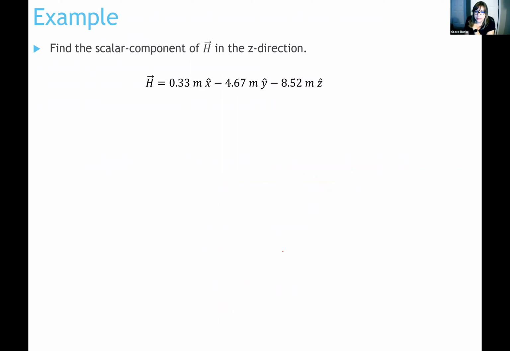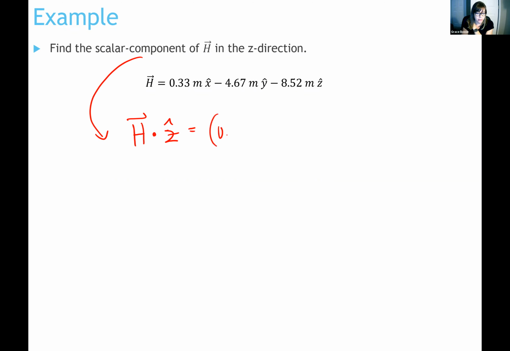So let's do a quick example here. I have vector h. I have an expression in component form for vector h, and we want to extract the scalar component of vector h in the z direction. So in your mind, you should be thinking to yourself right now, I need to do a dot product. The scalar component of vector h in the z direction is given by vector h dotted with z hat. So let's perform this dot product.